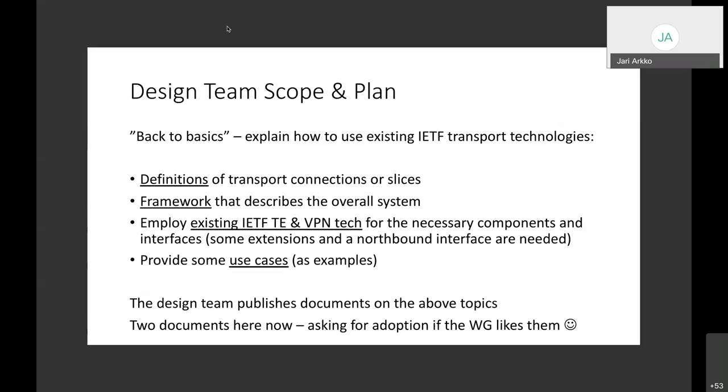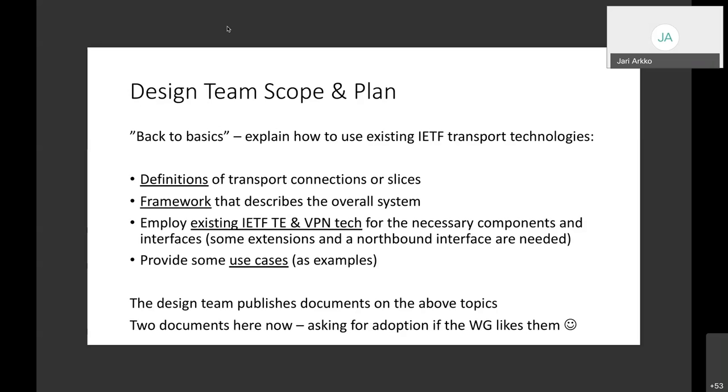And the design team scope and plan is basically to get to the basics of networking here. Explain how to use existing IETF transport technologies, TE/VPN technologies, to do what we call transport slices. And Kiran will define that in a better way in a moment. So we want to do definitions of what this thing is that we would like to achieve. We want to do a framework that describes the overall system, how the pieces fit together. And then this general framework can be instantiated to use a particular implementation technology, because in the IETF, we obviously have a number of different technologies. We'd also like to talk about some of the use cases. We don't have much of that in the current documents, but that could perhaps be a future document.